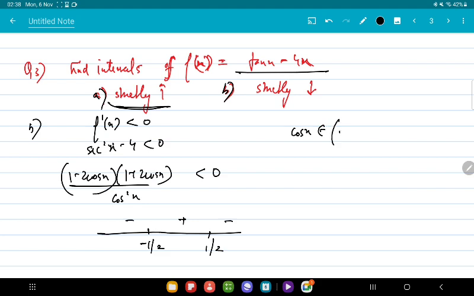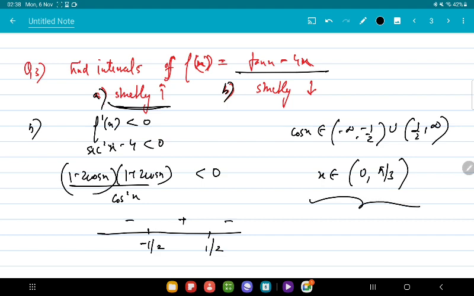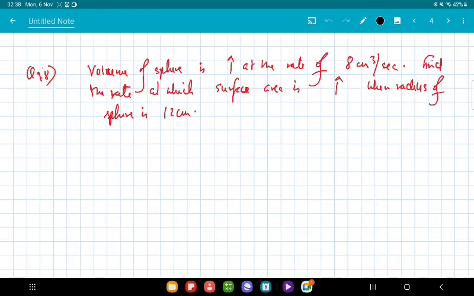Cos x here will be from minus infinity to minus 1 by 2 union 1 by 2 to infinity. So our answer for x will be 0 comma pi by 3. As we have to figure out the intervals of x only in the first quadrant, this would be our answer for the intervals for which f of x is strictly decreasing. I hope you have understood this question, sir.